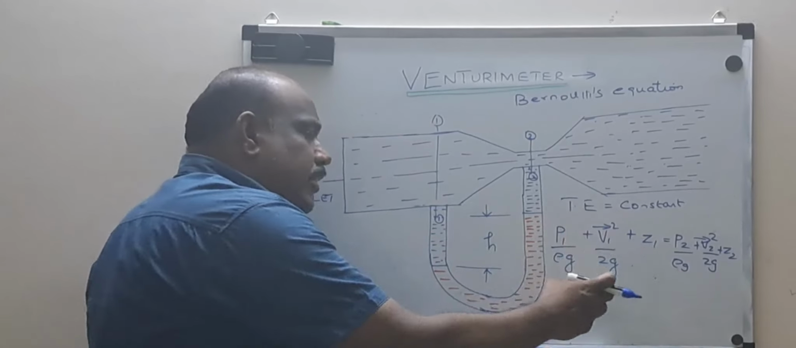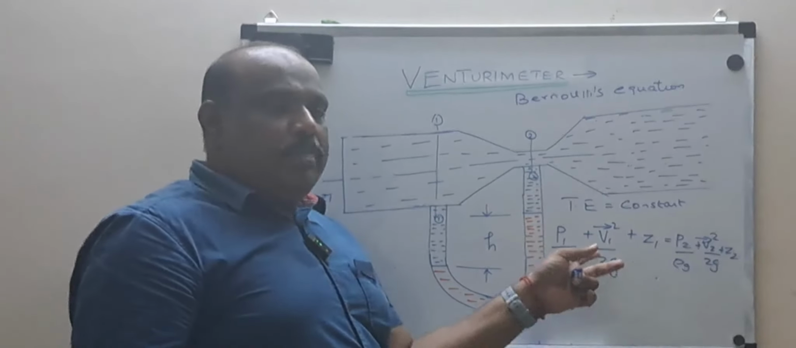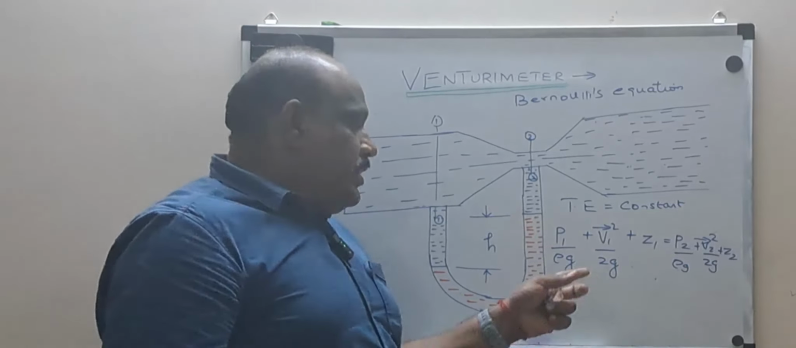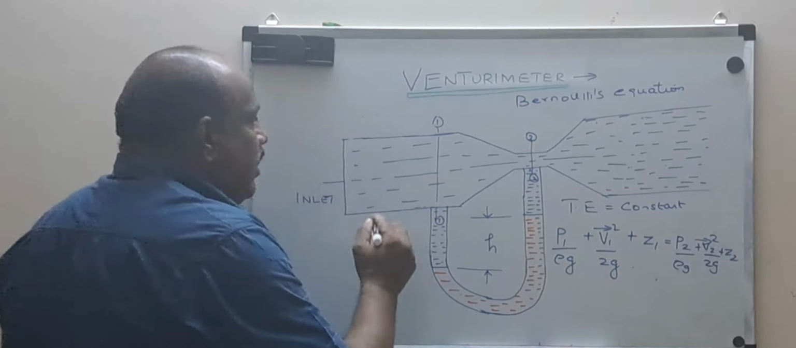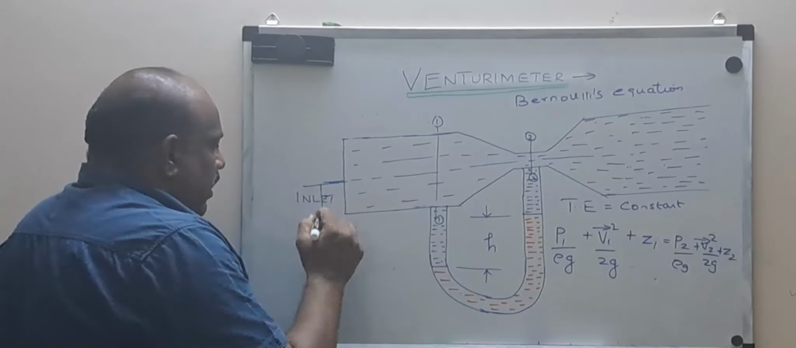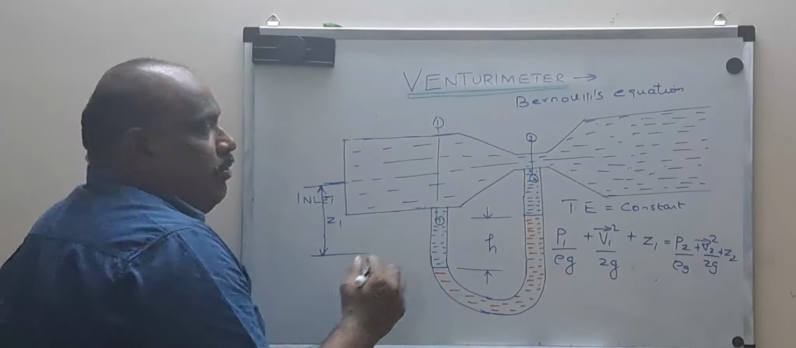So Tarni, can you tell what this term corresponds to? Which type of energy is V squared by 2g? Here V is velocity. Very good, it's kinetic energy. What about this one? It is the datum height. This height, from a particular datum to the center of this section, is nothing but Z1.